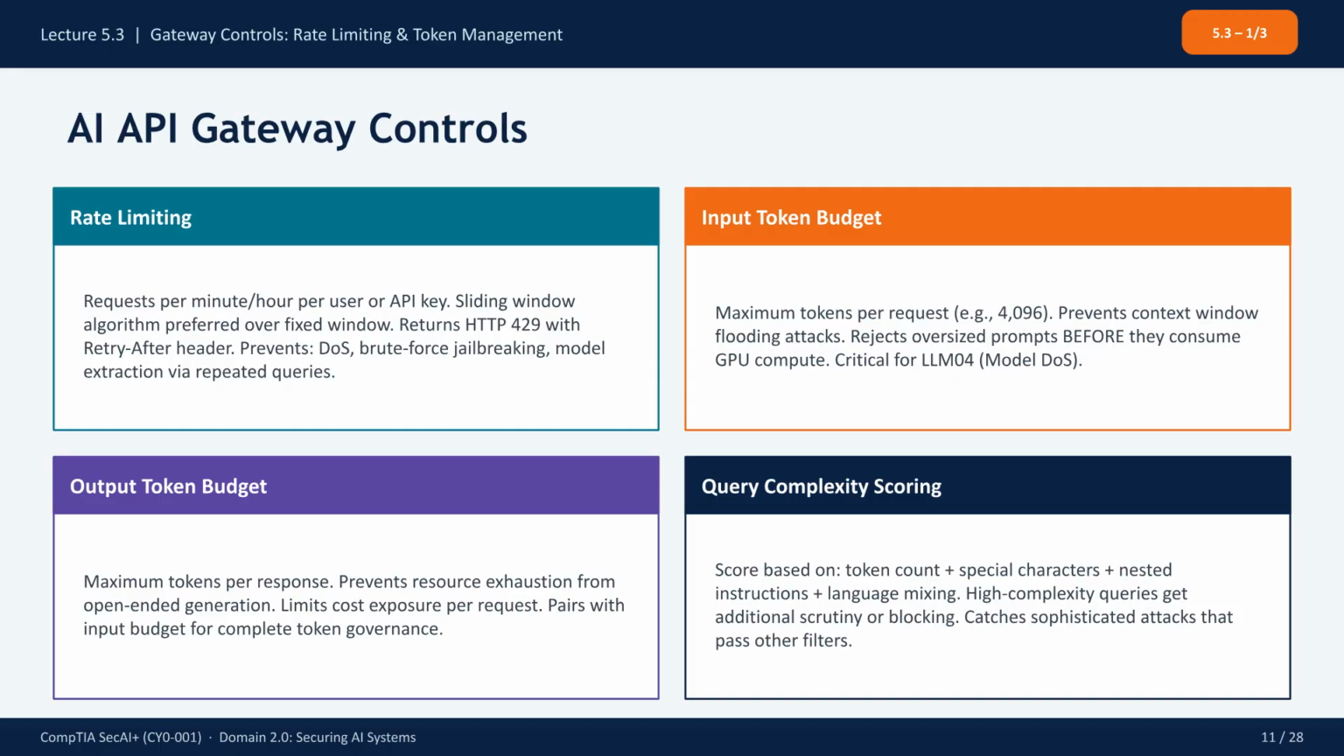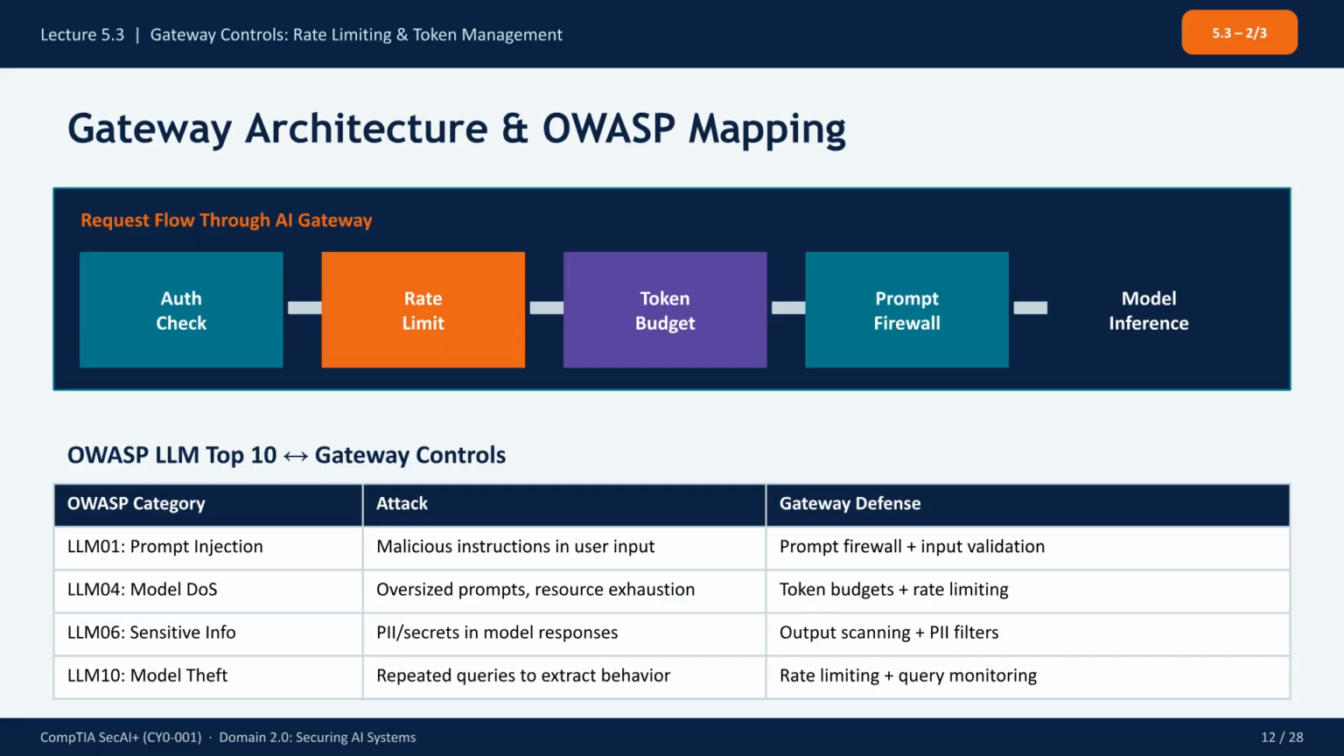Together, these 4 controls form your Layer 5 defense. Now let me show you the exam patterns. Let me show you how gateway controls fit into the overall request flow and how they map to the OWASP LLM top 10. The diagram at the top shows the order of operations.